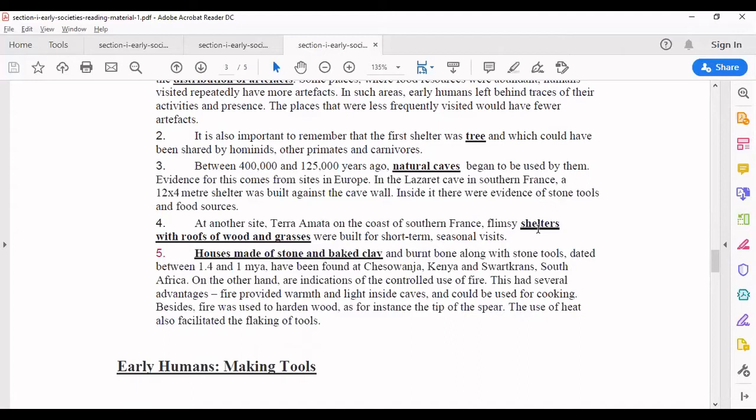It is also important to remember that the first shelter was a tree, and the tree would have been shared by a hominid and also with other primates and carnivores. Now, between 400,000 and 125,000 years, natural caves started to be used by the humans. And we have this evidence from the sites in Europe.